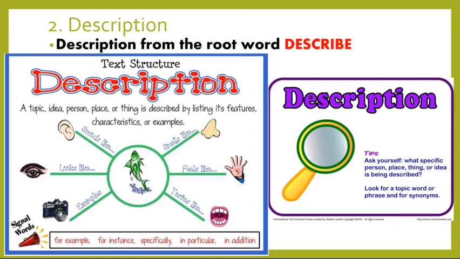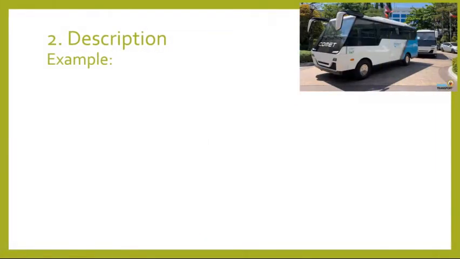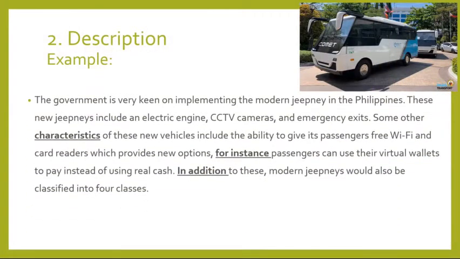Pinapaliwanag. Now, let's look at an example of a text that is about description. The government is very keen on implementing the modern jeepney in the Philippines. These new jeepneys include an electric engine, CCTV cameras, and emergency exits. Some other characteristics of these new vehicles include the ability to give its passengers free Wi-Fi and card readers, which provides new options. For instance, passengers can use their virtual wallets to pay instead of using real cash.